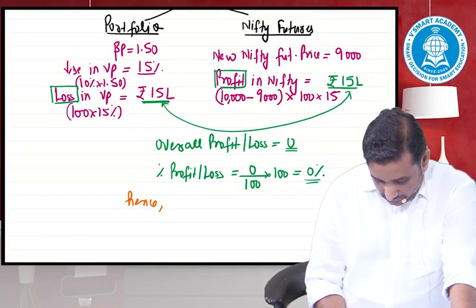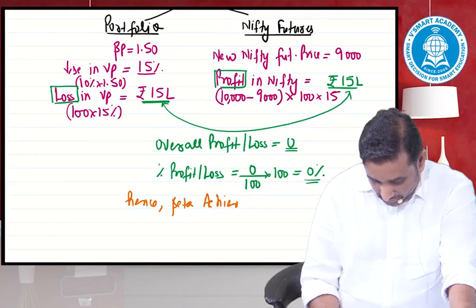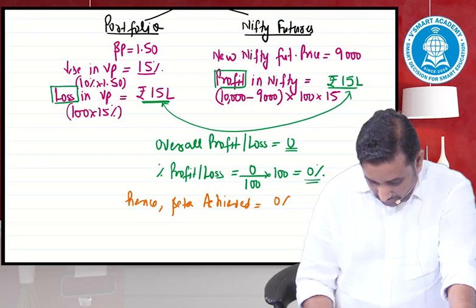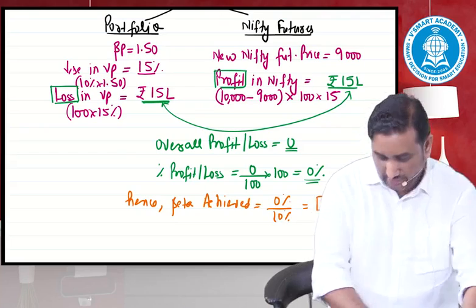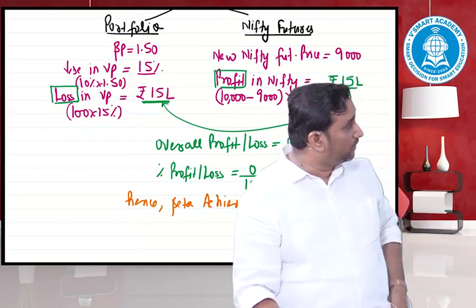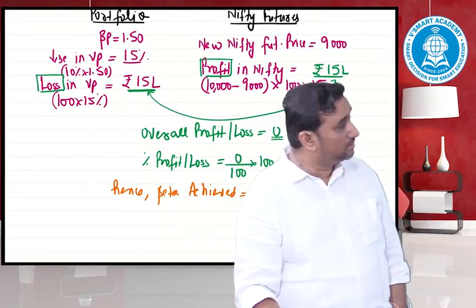Hence beta is achieved. Sir, how is beta achieved? When the market changed by what percentage? 10. I changed by what percentage overall? 0. This is the effect we want to see, nullify beta. That was the effect we wanted to see. It's a 0 effect which comes out.